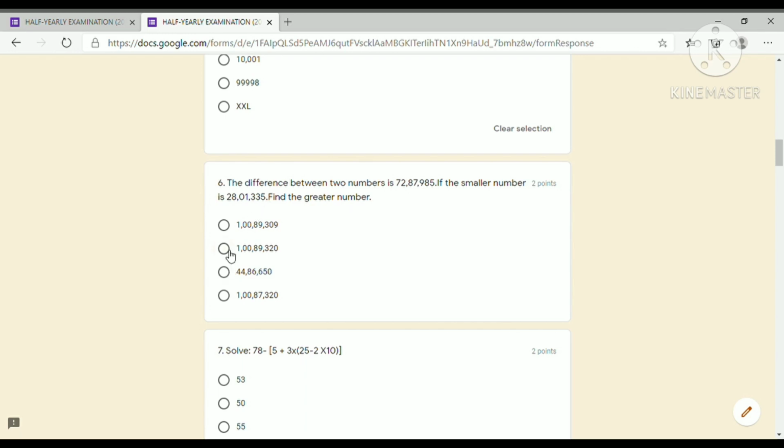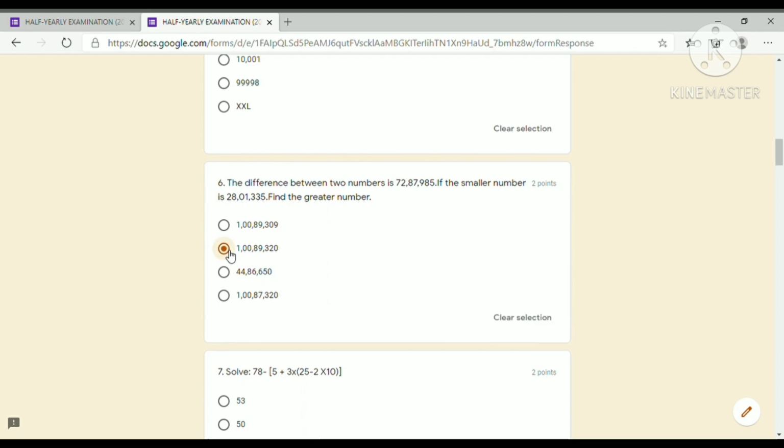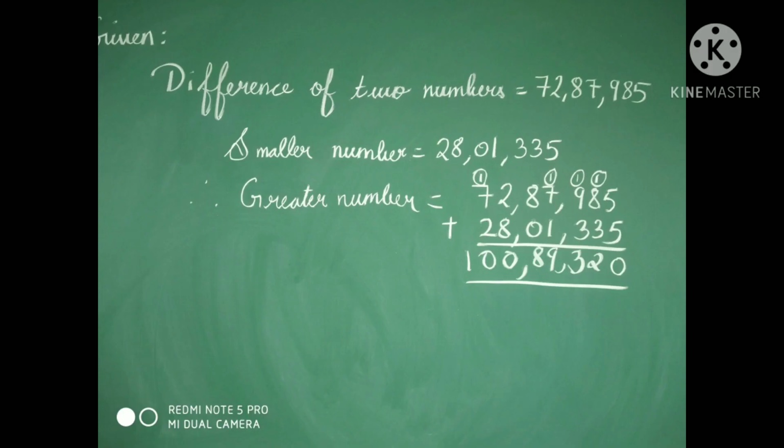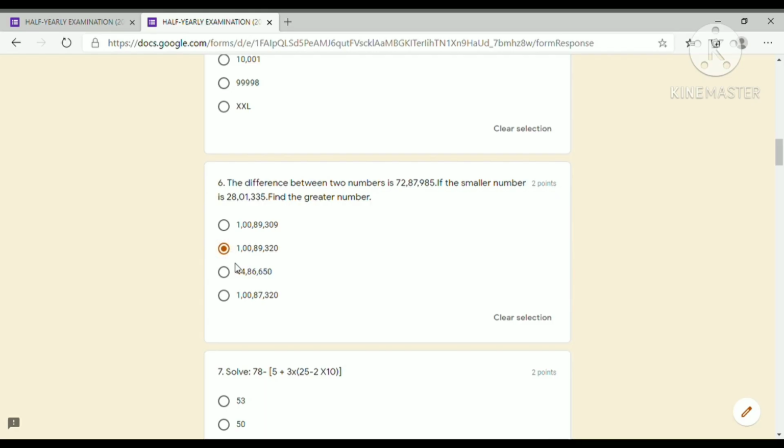We got 1 crore 1 lakh 89,320. This is the correct answer. Okay. Now the next question is solve.